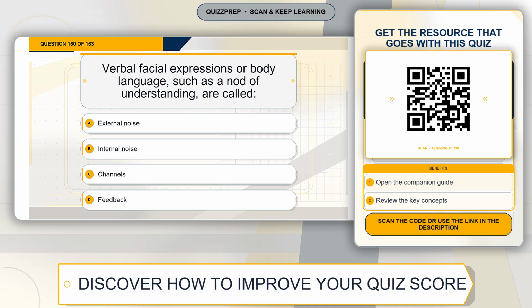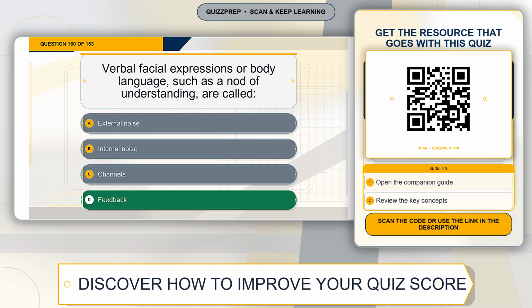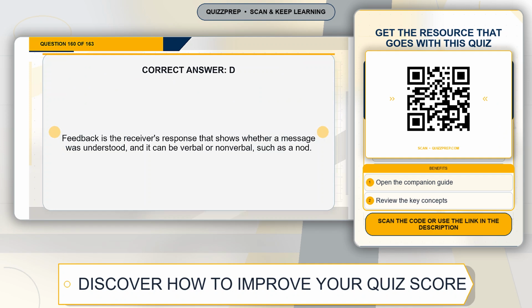Question 160. Verbal facial expressions or body language, such as a nod of understanding, are called option A, external noise. Option B, internal noise. Option C, channels. Option D, feedback. The correct answer is option D, feedback. Explanation. Feedback is the receiver's response that shows whether a message was understood, and it can be verbal or nonverbal, such as a nod.